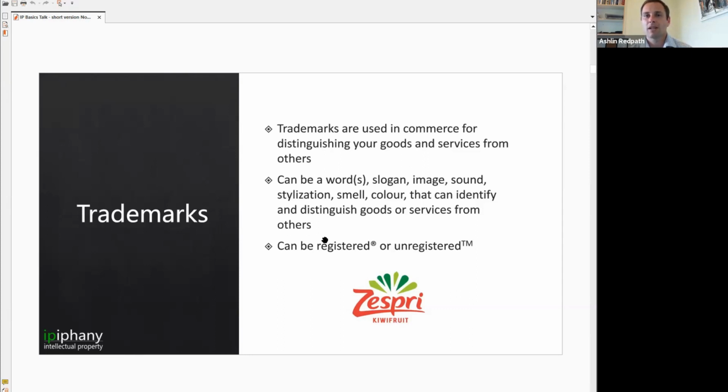Registered trademark rights are much easier to enforce. If you have one and someone is copying your brand, using your brand for the same or similar goods or services, then they infringe and you can stop them.